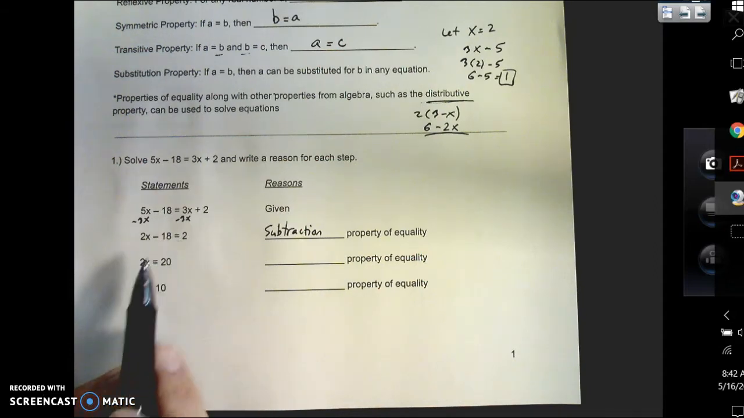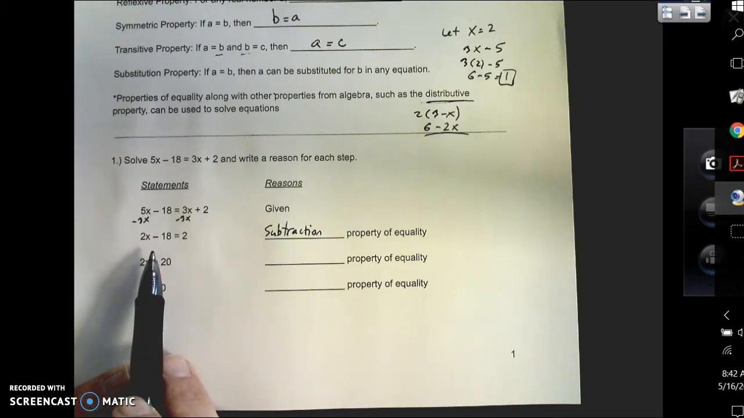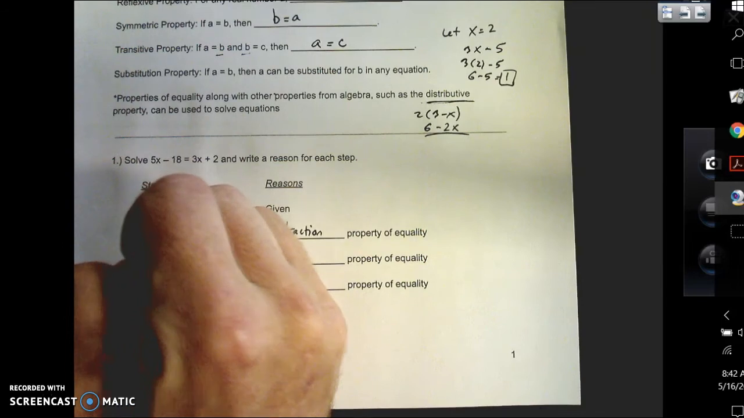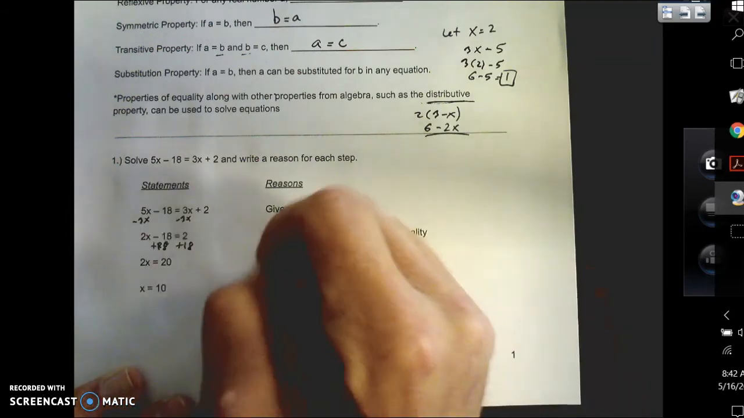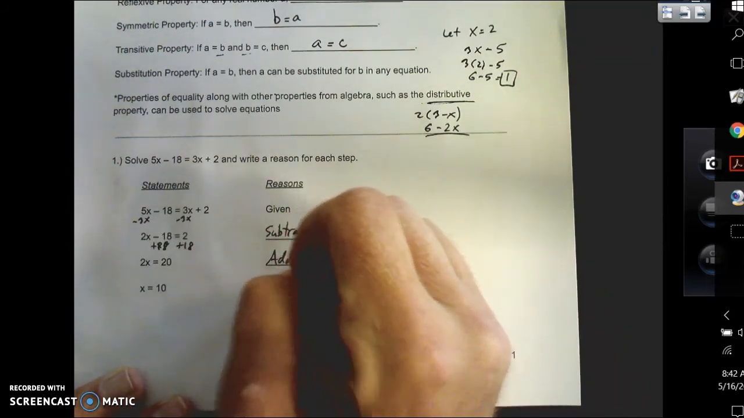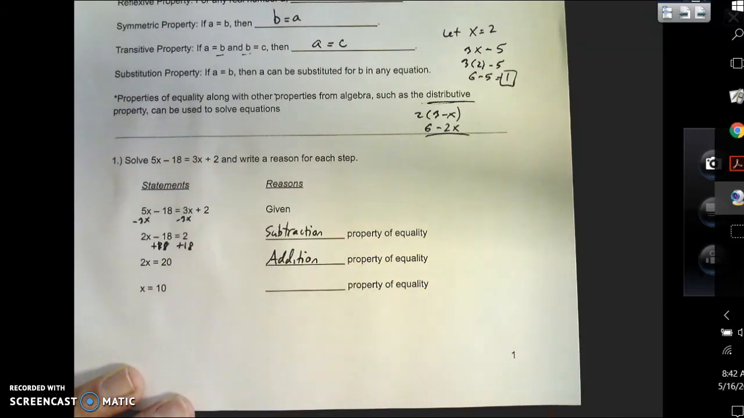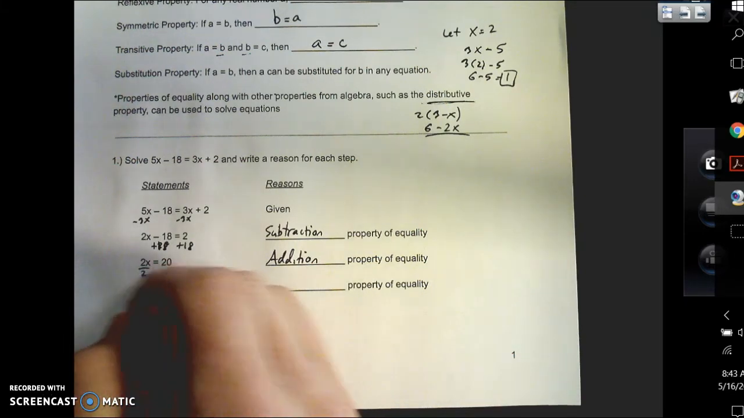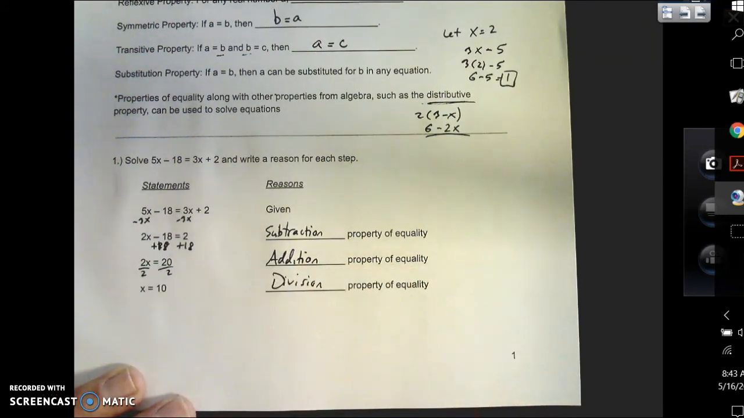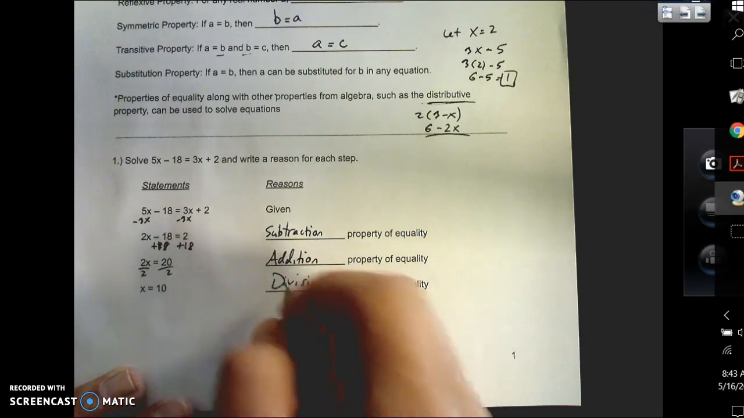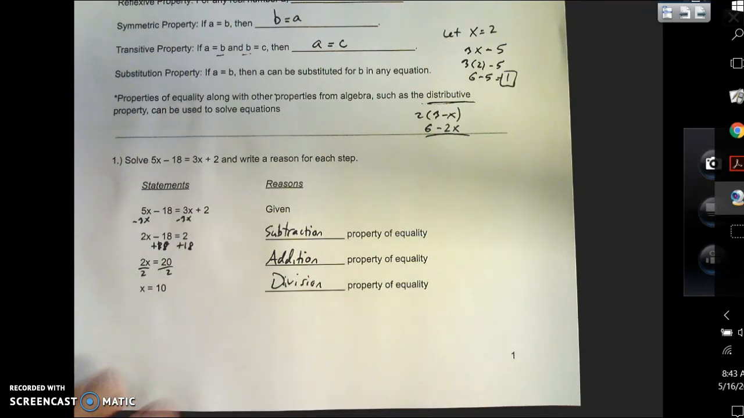So now I want to look at my next step. 2x minus 18 equals 2. How do I go from that to 2x equals 20? Well, what did they do? They had to get rid of the negative 18. The opposite of minus 18 is plus 18. So that's known as your addition property. Okay, and then finally, to go from 2x equals 20 to x equals 10, we are dividing both sides by 2. Okay, division property of equality. Wonderful.